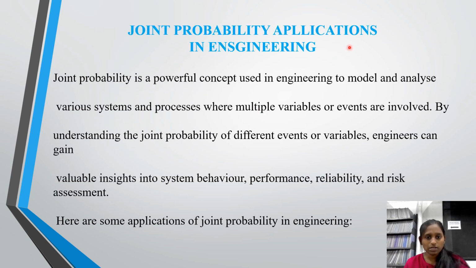Joint probability applications in engineering. Joint probability is a powerful concept used in engineering to model and analyze various systems and processes where multiple variables or events are involved. By understanding the joint probability of different events or variables, engineers can gain valuable insights into system performance, reliability, and risk assessment. Here are some applications of joint probability in engineering.